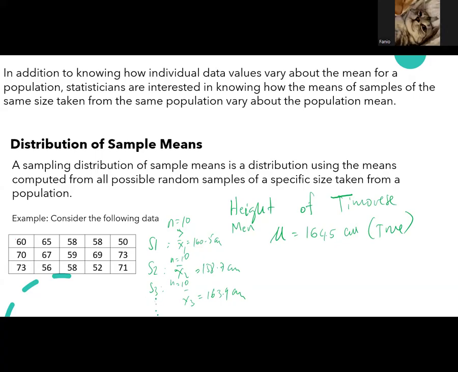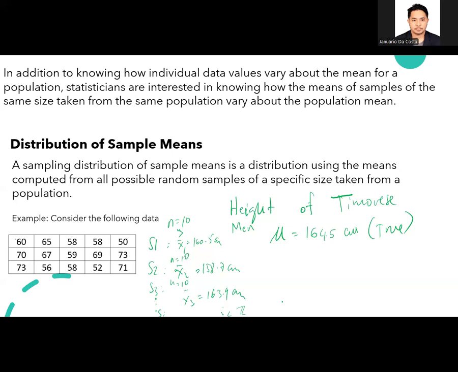Yes, teacher. And then you go up to x bar i, where i is an element of the integers, a positive integer. Okay, i can be 1, 2, 3, 4, 5, 6. You can take how many samples?